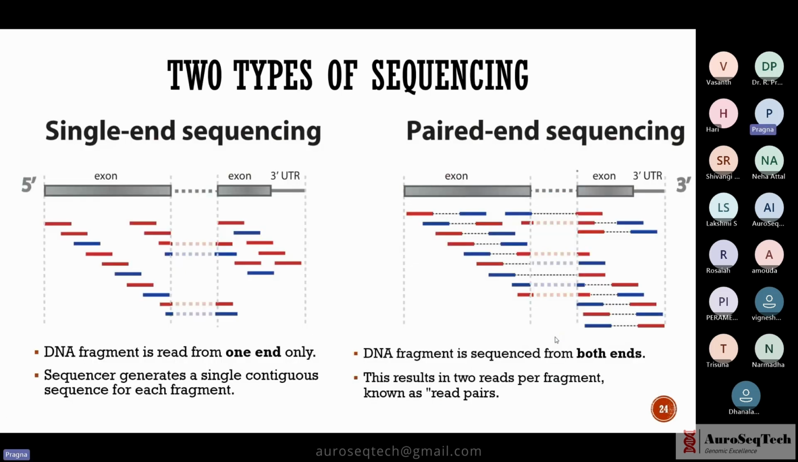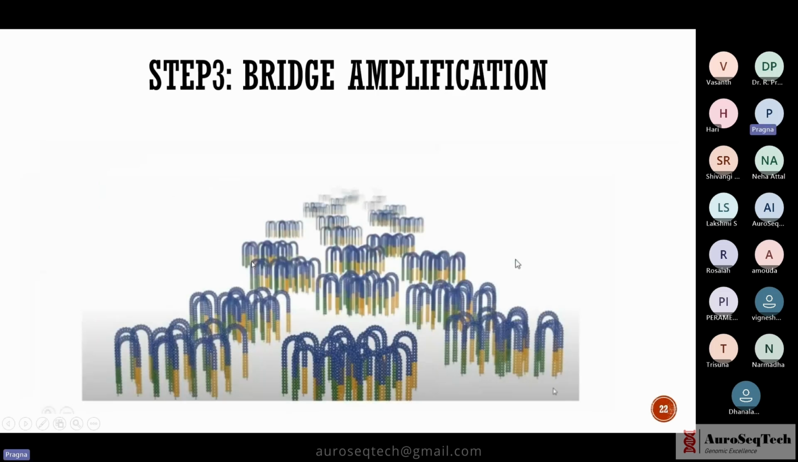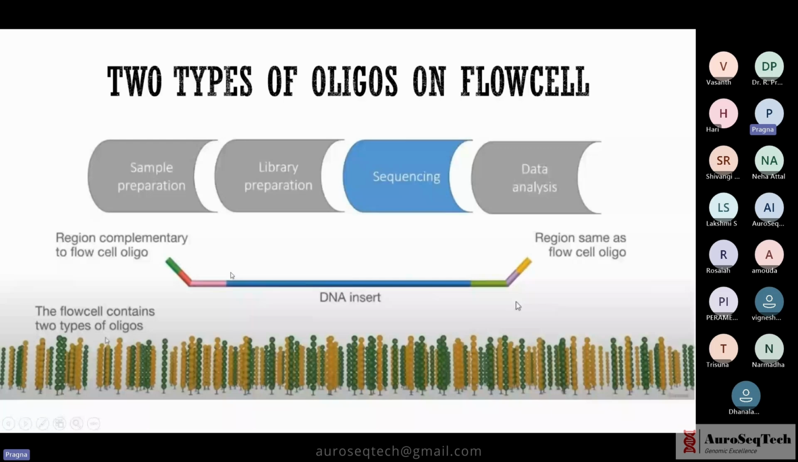So typically, there are two types of sequencing. One is single-end sequencing. The other is paired-end sequencing. What happens in single-end sequencing? Here, the DNA fragment is there. Assume this is a DNA fragment and it is read only from one end. As I showed in this slide, this is the DNA fragment. If it is read only from one side, this is single-end sequencing. But if the same DNA fragment is read from both sides, that is called paired-end sequencing.